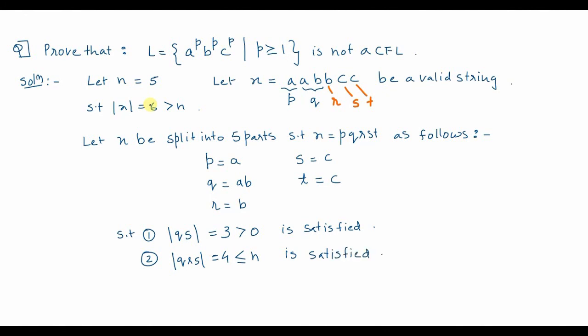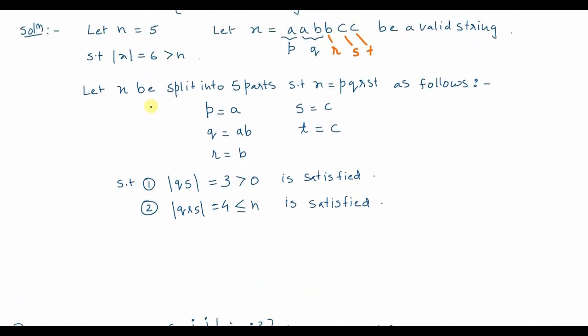Now for the value of m equal to 0, 1, 2 and so on, we have to see whether the string is not accepted. When m is equal to 0, the string P Q raised to m, that is 0, R S raised to m, that is 0, T can be written as: P will be A, Q will not be repeated, R is single B, S will not be repeated, T is also single C.